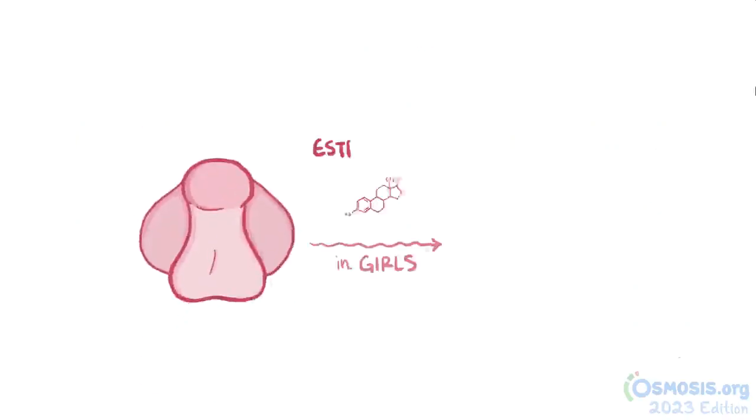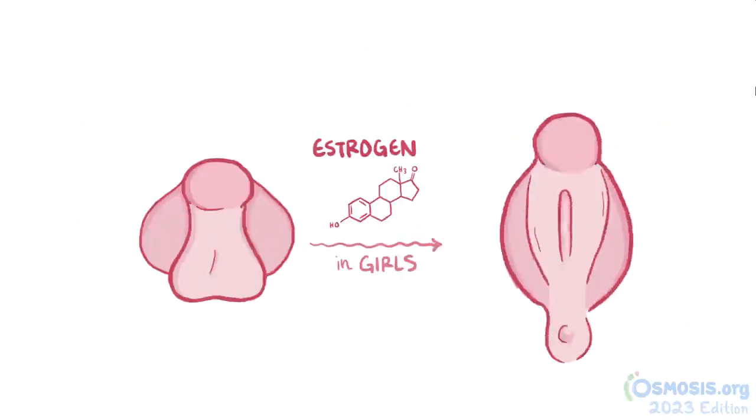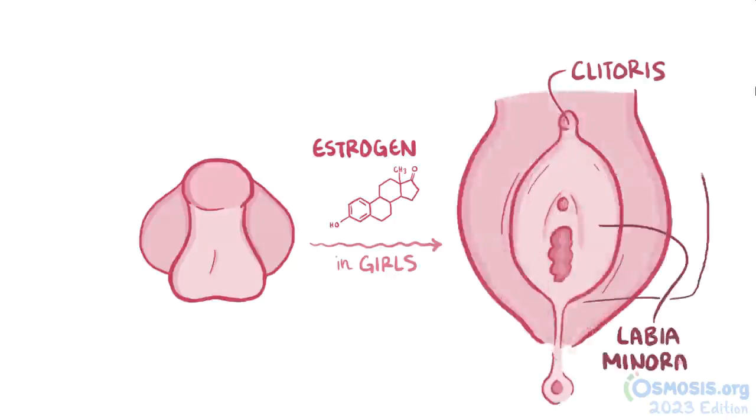Alright, so switching gears to girls, during development, estrogens stimulate the development of the external genitalia. In this case, the genital tubercle only gets a little bit longer and then forms the clitoris. Here, the urethral folds and groove don't fuse, but instead create the labia minora and the vestibule.